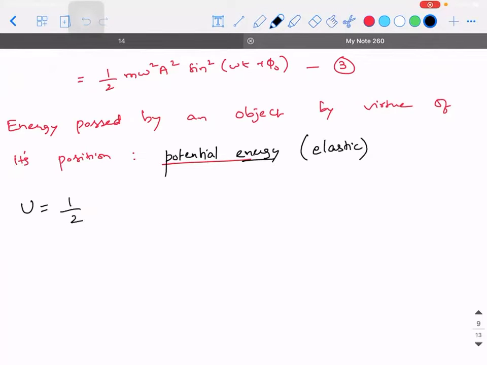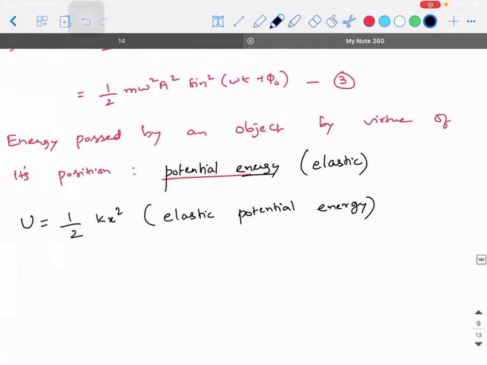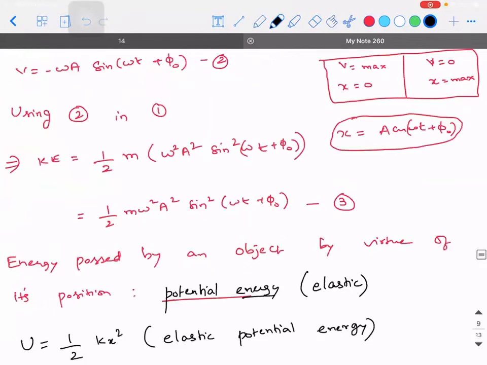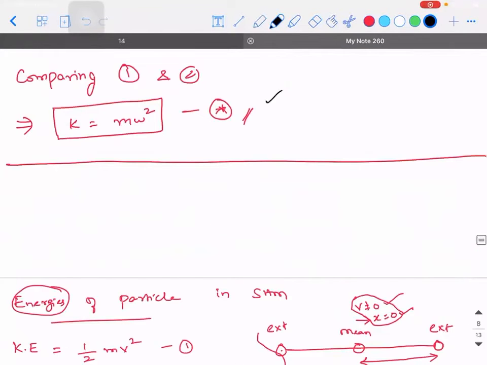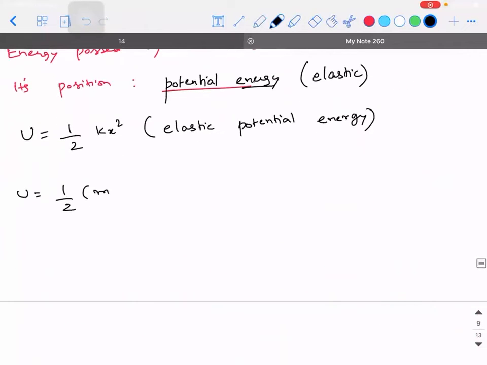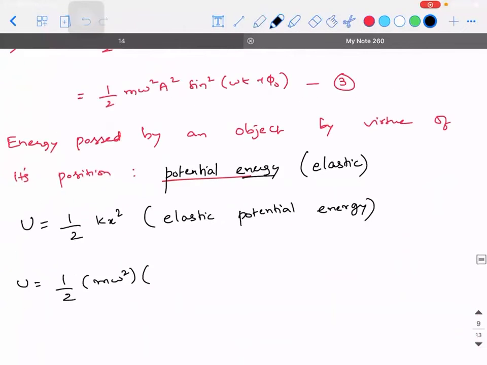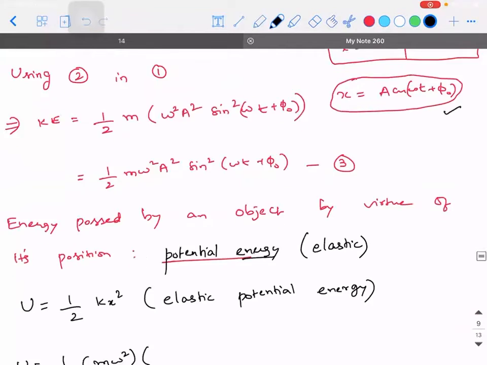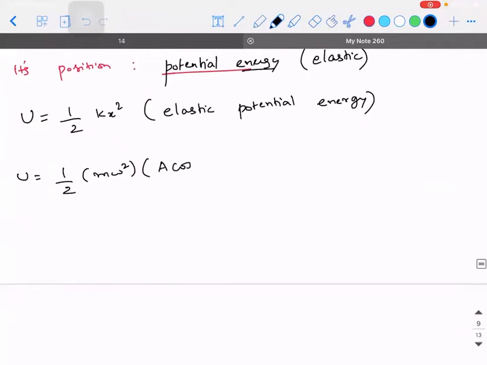So U is given by the formula half kx square, since this is the formula for elastic potential energy. Okay. So U is equal to half into, what is the value of K that I told you in the previous case? It is M into omega square into, what is the value of X, guys? X is A cos of omega t plus phi naught, the whole square. Is there any doubt in this term?